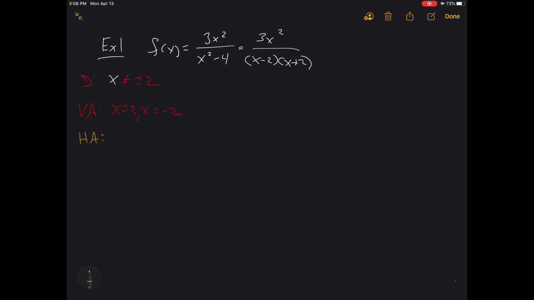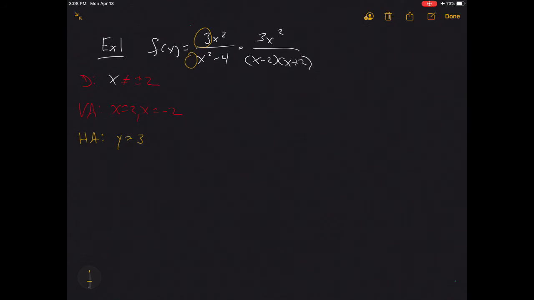Horizontal asymptotes, we compare the degree of the numerator and the denominator. The degree of the numerator is 2. The degree of the denominator is 2. Those are both the highest powered exponents. So they are the same, which means we look at the leading coefficients and we divide them. Our leading coefficients here are 3 and 1. So 3 divided by 1 is 3.